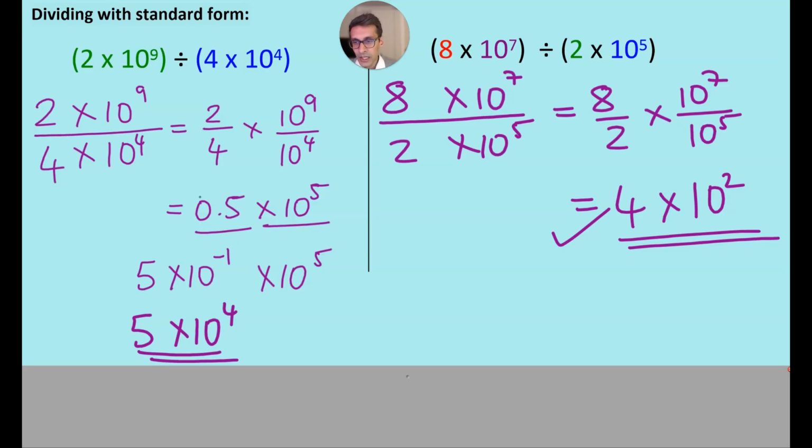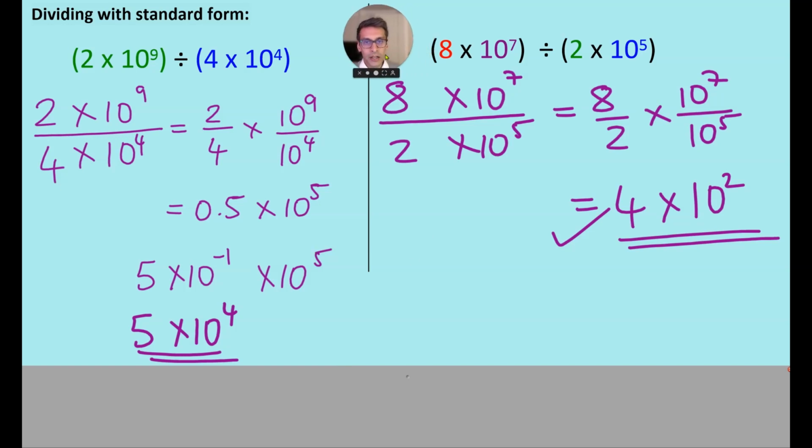However, sometimes you may end up with something like that which is not in standard form, so you would have to convert that yourself. Do not forget to convert that at the end of your answer. If you get an answer like this, students often forget to convert this into that, so it has to be in standard form.